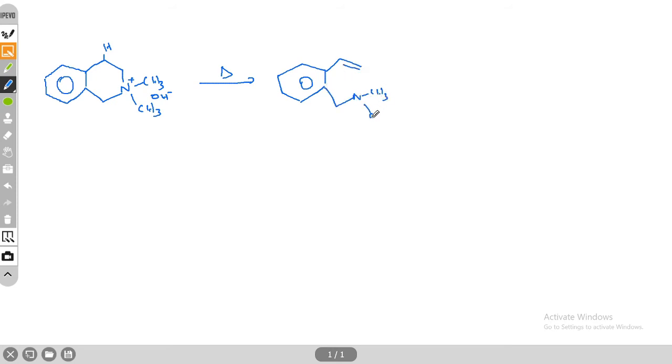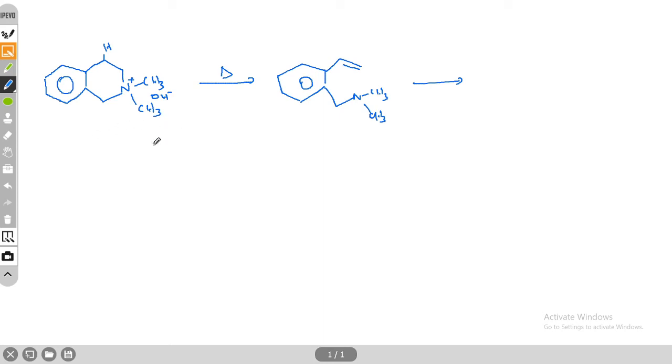NCH3, CH3. So after getting this compound, we cannot further exhaustively methylate it and cannot completely remove this nitrogen, because there is no beta hydrogen here after it becomes a quaternary ammonium salt. So in such a case, we cannot exhaustively methylate such compounds.